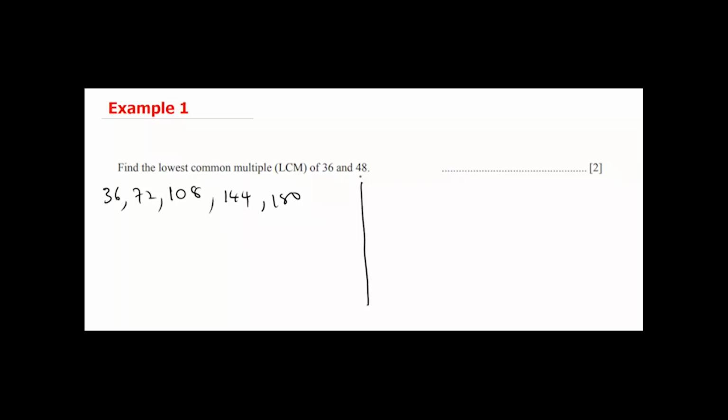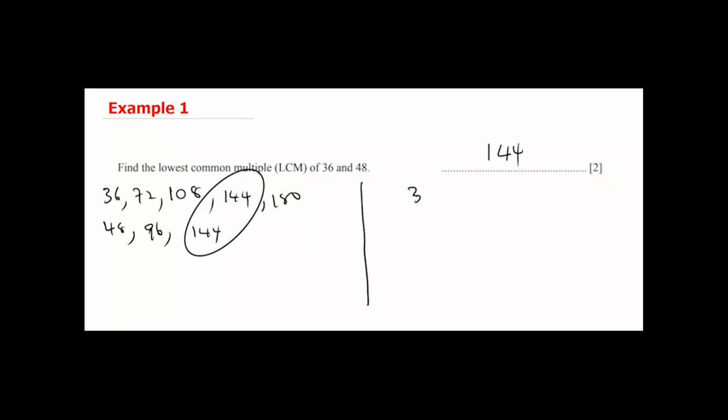So let's check if we're going to have the first common multiple by the time we list out some multiples of 48. So the first one will also be 48 times 1, that will be 48. 48 times 2, that will be 96. Then 48 times 3, that will be 144. So you can see this is the first common multiple, and then it's going to be the lowest common multiple. So that is how to do this when you make use of this method. So the lowest common multiple will be 144. So let's use the second method.